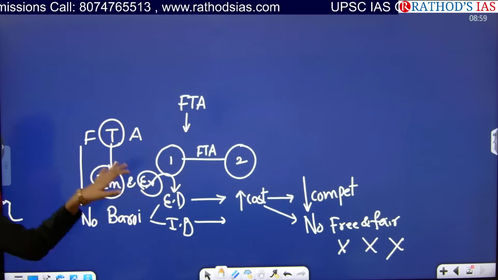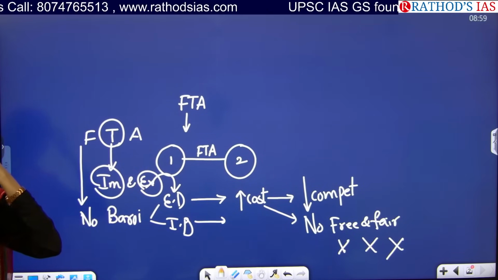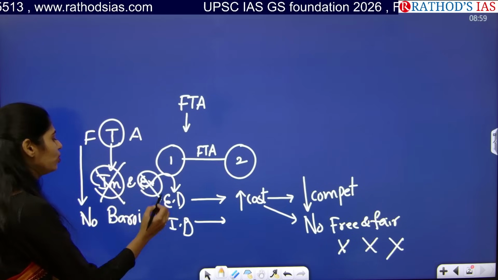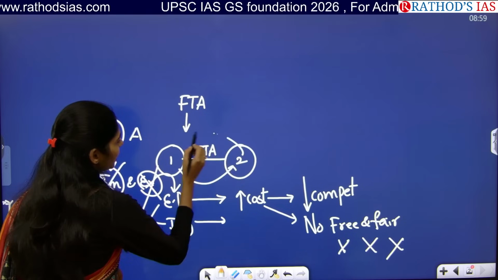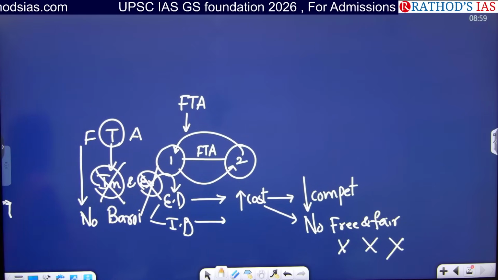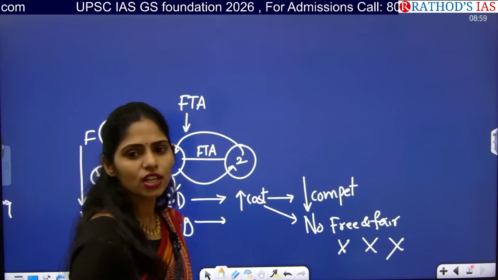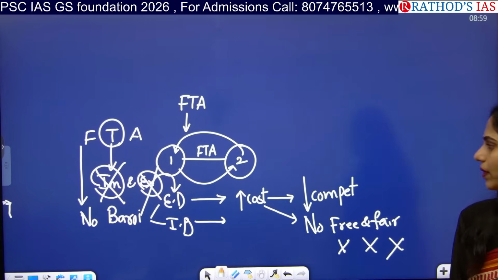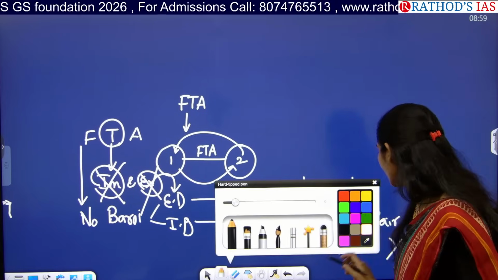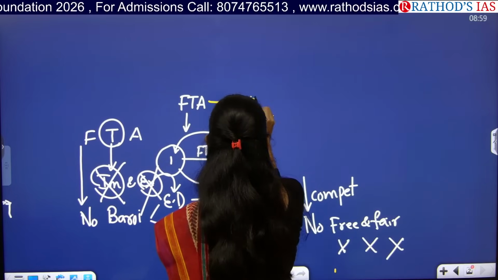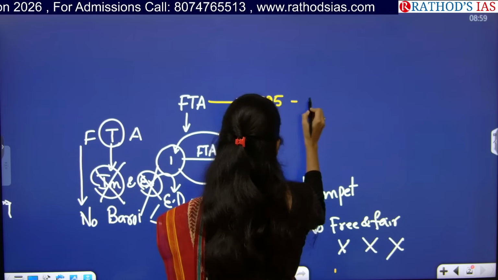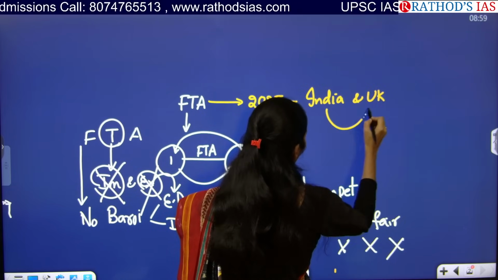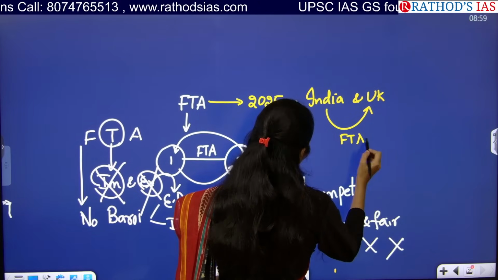Whenever 2 countries come forward and have this kind of free trade agreement, there will be no export duty and import duty. So we can access these markets easily and go for more exports and more imports. That will be helpful for the economy and economic growth of that country. Now this article is saying that in the start of 2025, India and UK are going to talk about FTA.